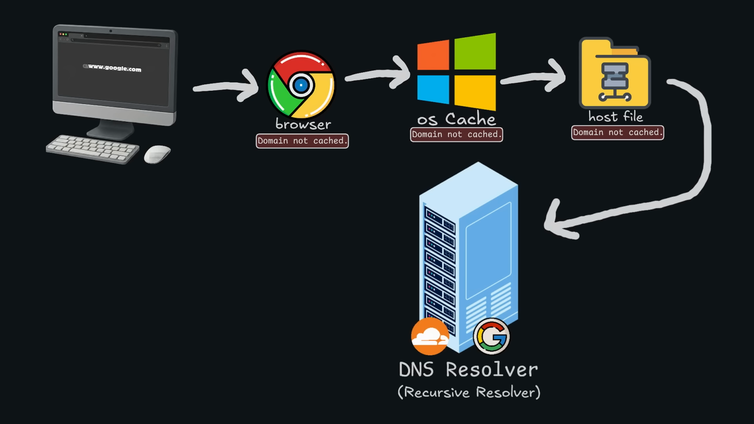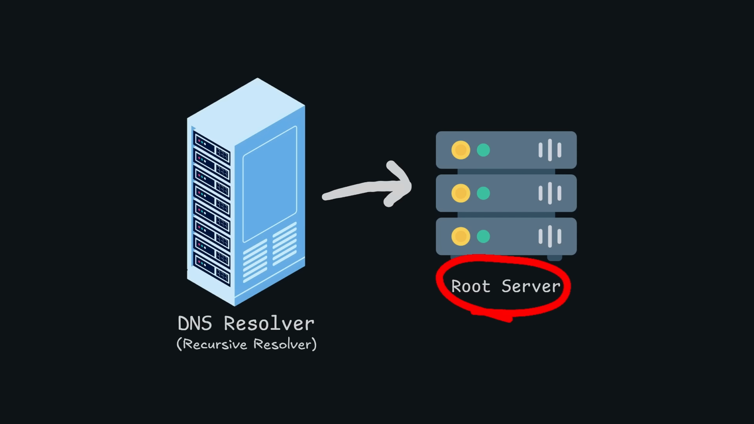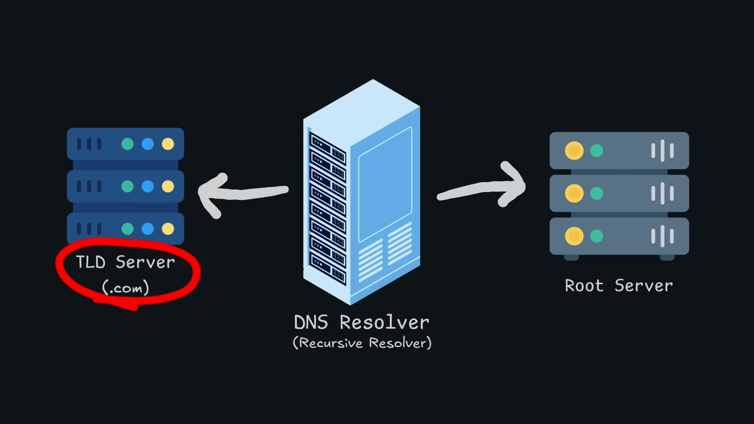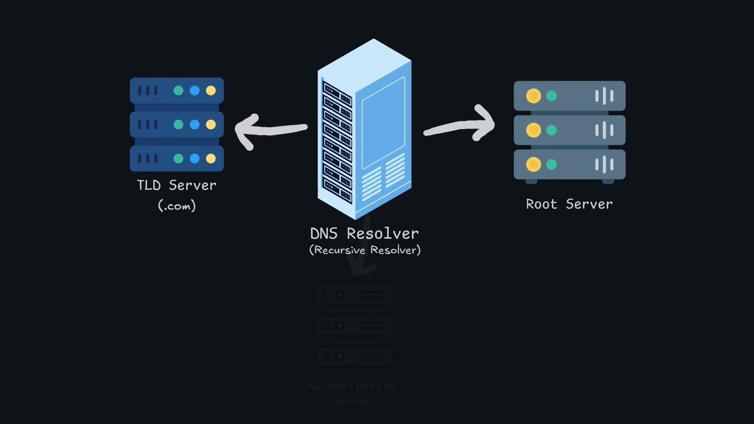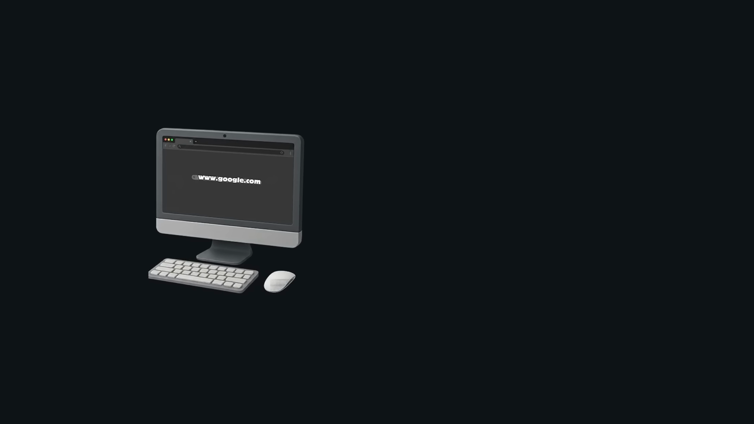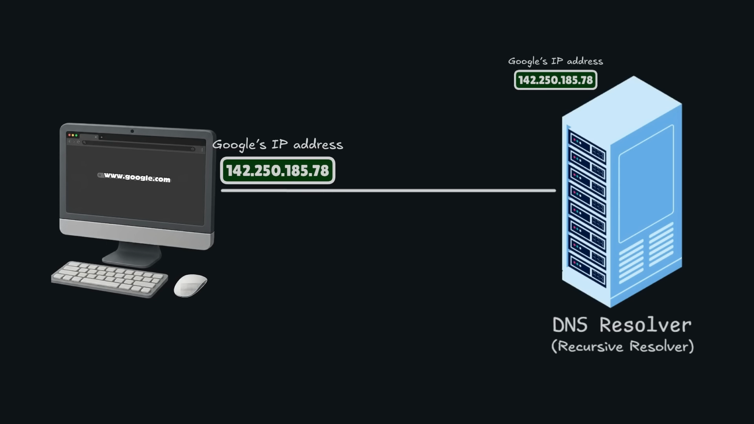But here's where it gets interesting. If that server, technically called the recursive resolver, doesn't already have the answer cached, it starts asking around. First, the root servers, which point it to the right top-level domain, like .com. Then the top-level domain servers, which point it to the authoritative name server. And finally, that authoritative server, the final source of truth, responds with the actual IP address. The recursive resolver then sprints back to your computer with the answer, while also saving a copy for itself, so it doesn't have to do all that work next time.